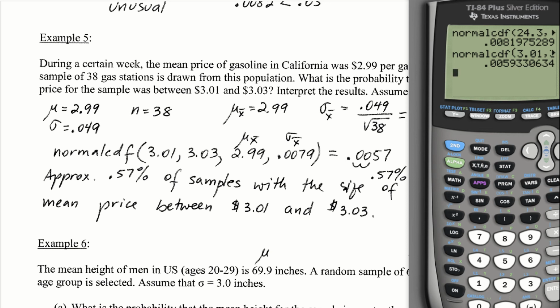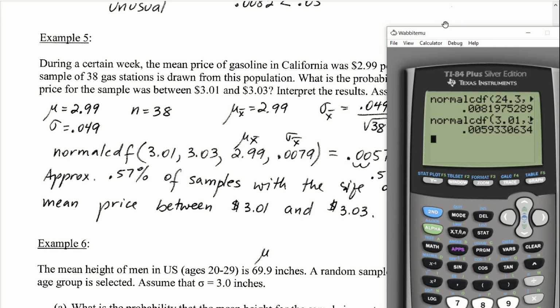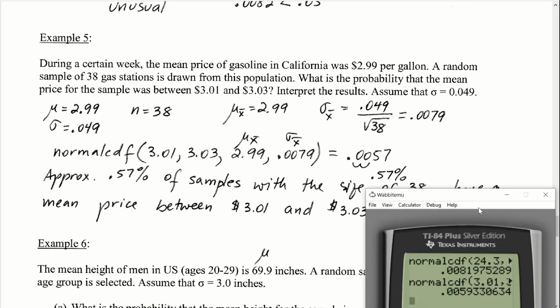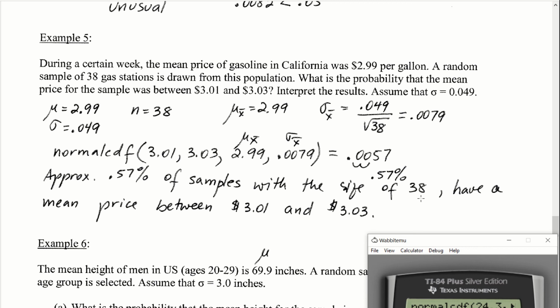What's the interpretation of this? Well, we would expect approximately 0.59% of the samples of size 38 to have a mean price between $3.01 and $3.03.